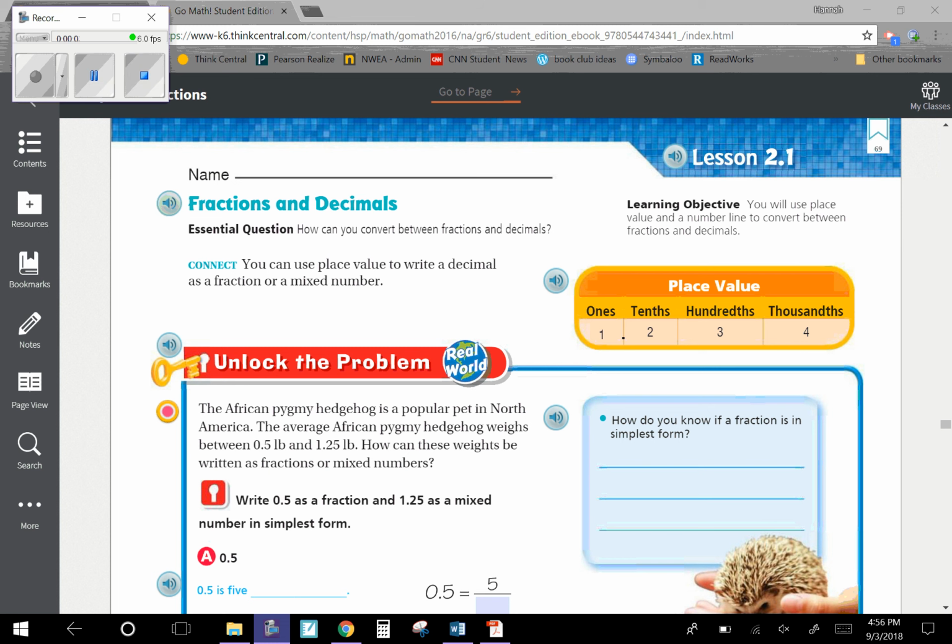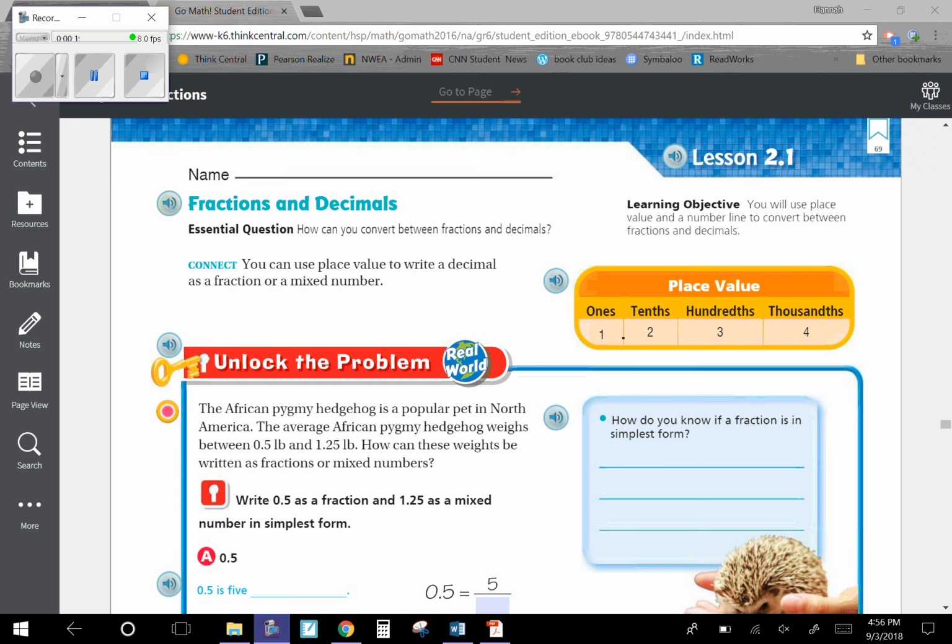Chapter 2, Lesson 1, Fractions and Decimals. Our learning objective is you will use place value and a number line to convert between fractions and decimals. Our central question is how can you convert between fractions and decimals?